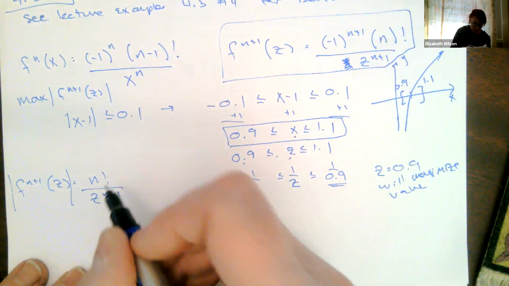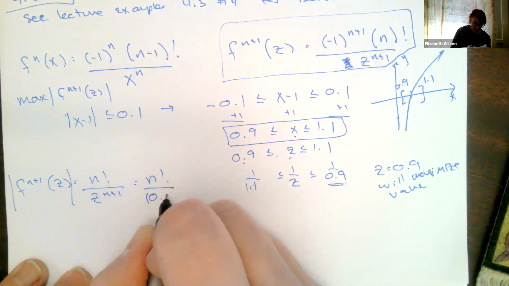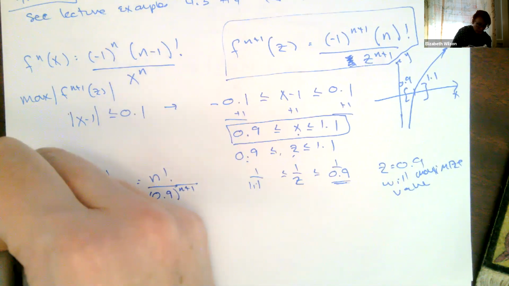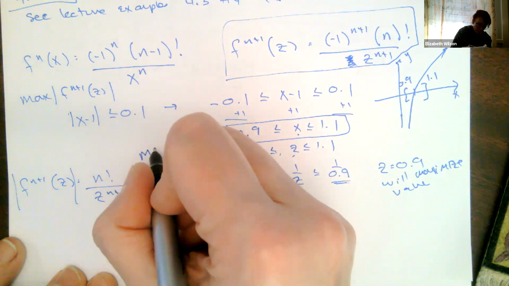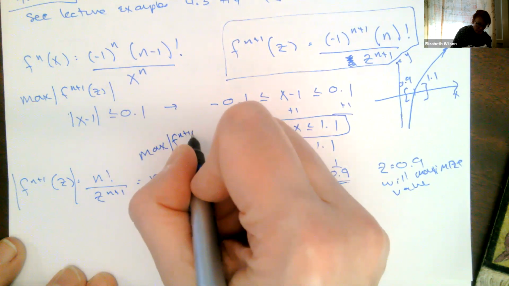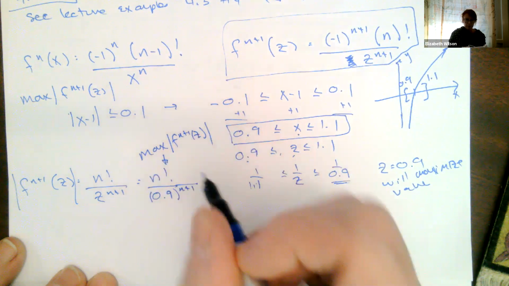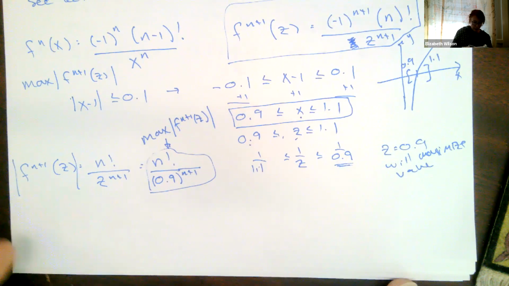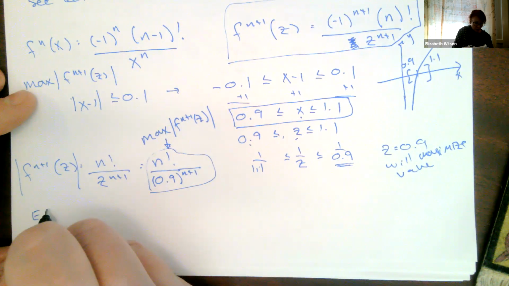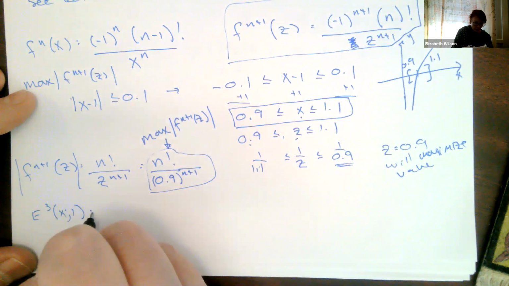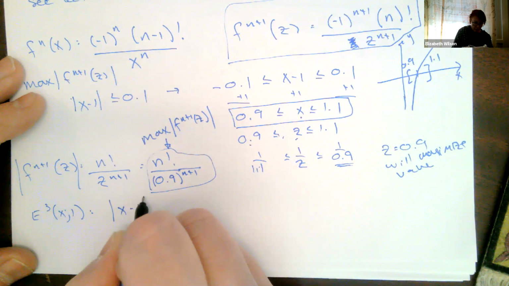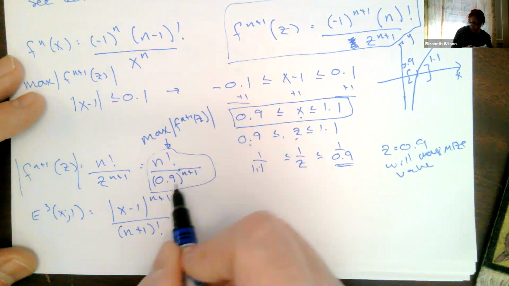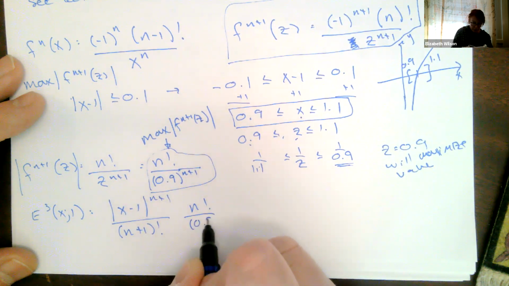So this is going to become n factorial over 0.9 to the n plus 1. That's my max. Let's write this: max of f n plus 1 of z is right here. Okay, that's this bit. So now we put this together for our error calculation. My error, a third order error as they tell us, is going to look like x minus 1 to the n plus 1 all over n plus 1 factorial. I'm going to plug in this, so this becomes n factorial over 0.9 to the n plus 1.